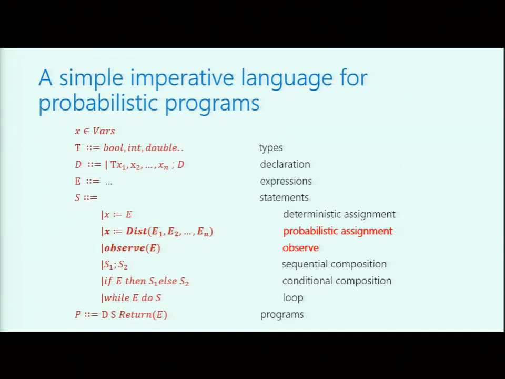Right. So for the rest of the talk, let me focus on a simple imperative language for probabilistic programs. This is like a regular programming language with types, assignments, sequential composition, conditionals, and so on. But like I mentioned before, the only difference from a standard programming language is that you have the ability to sample from distributions and the ability to observe expressions. Right? That's the only two differences. So I'm going to use this language, which is a simple thing.